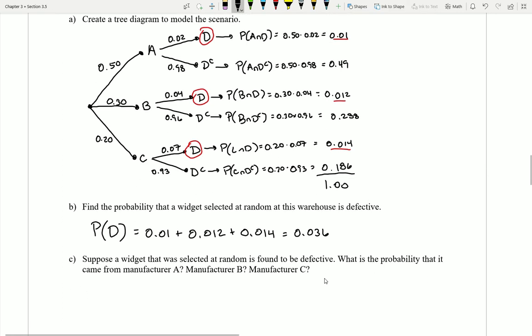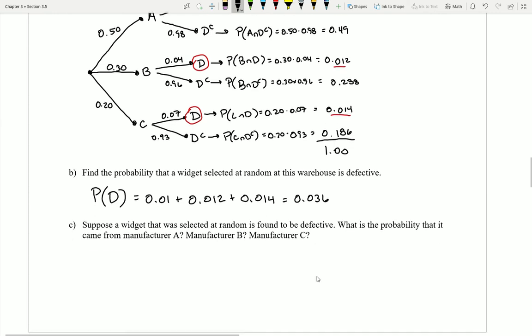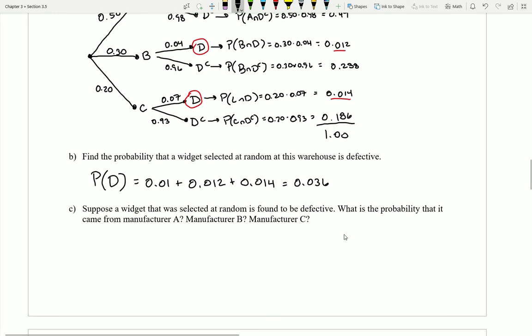Suppose a widget that was selected at random is found to be defective. So I pick up a widget at the warehouse, I see that it doesn't work, and now I want to go start hunting down who's to blame. Did this come from manufacturer A? Did it come from manufacturer B? Manufacturer C? Who's responsible? Well, I may not know, but maybe I could calculate what are the chances that it came from each one of these people. Like, who would be maybe the most reasonable person to likely be mad at, right?